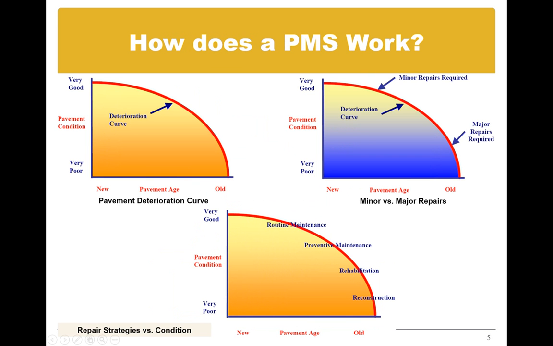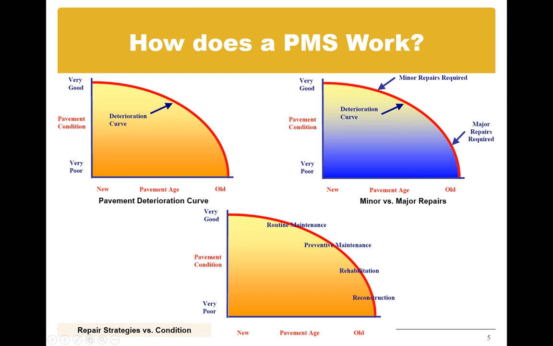So the question now is again, how does the pavement management system work? So let's take a look first at this graph here. The x-axis is the pavement age from new, which is time 0 or new condition, all the way to old condition, and the y-axis is the pavement condition. So this is pavement age and this is pavement condition.